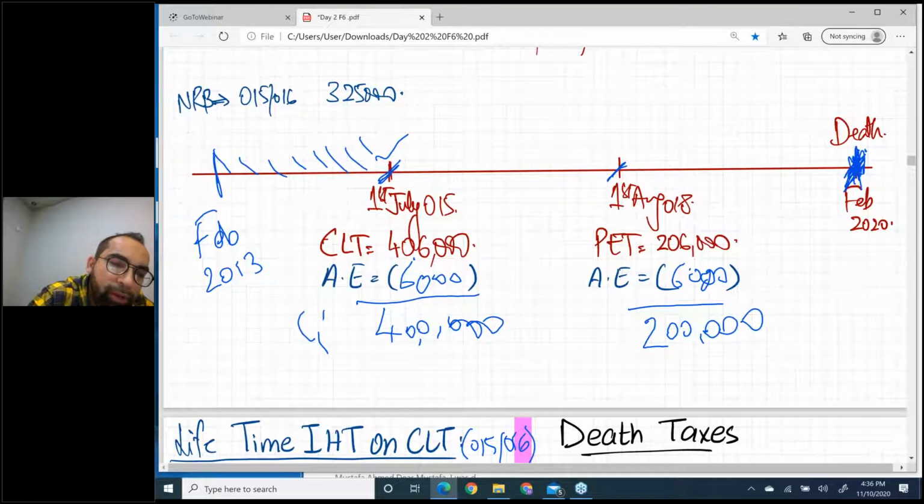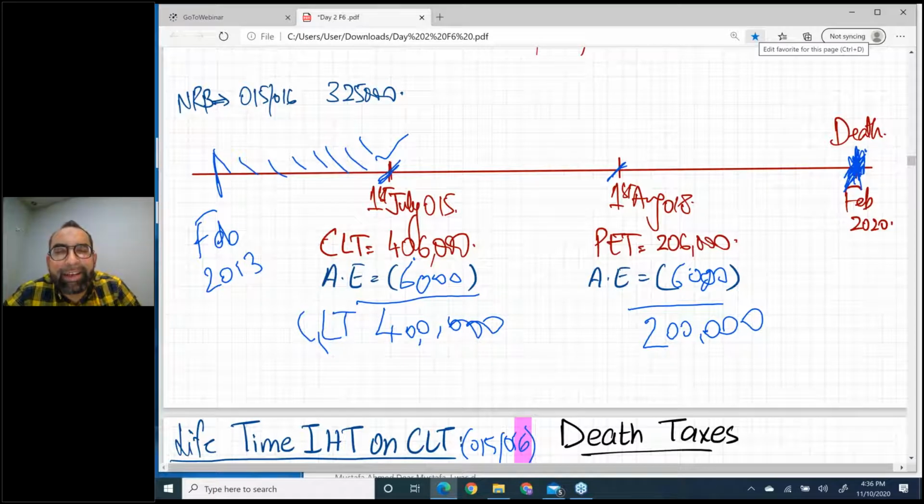And if I'm not wrong, if you look at this question, you can easily see that the person died within 7 years of this CLT. So now you have to calculate additional IHT on this CLT. Okay. Now how do we calculate it?